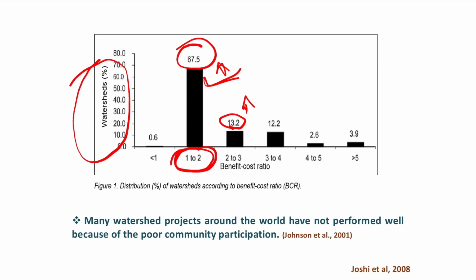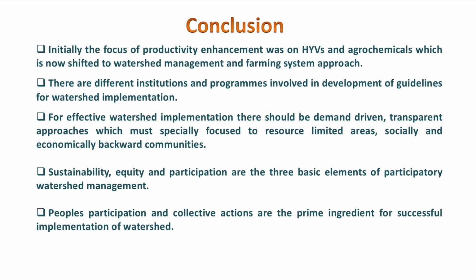Many watershed projects around the world have not performed well because of poor community participation. As I am telling you again and again, if community participation is not right, then the watershed will be a failure. Then what is our conclusion on watershed?